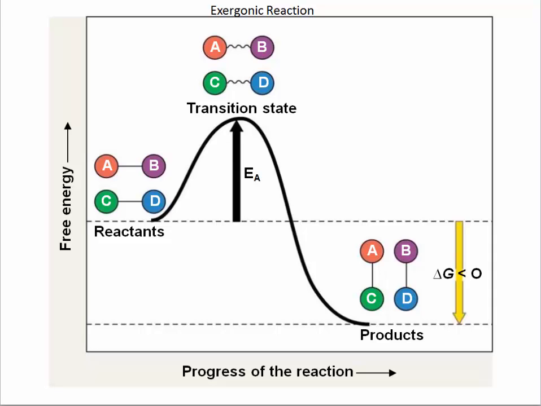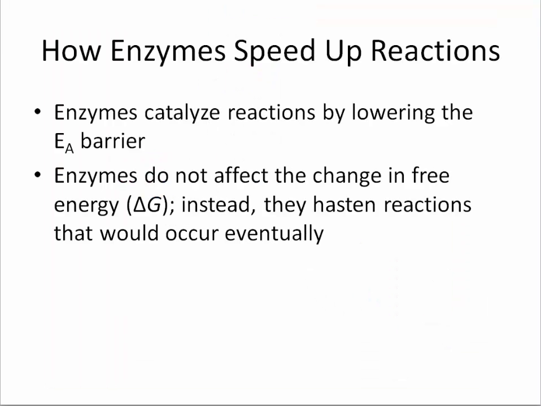and there is an energy change. The Gibbs free energy is less than 0, so it's negative. So this reaction would actually occur because it's exergonic. Enzymes speed reactions, they catalyze them because they lower this barrier. They don't affect the change in the free energy. Instead, all they do is they hasten reactions that were going to occur anyway.